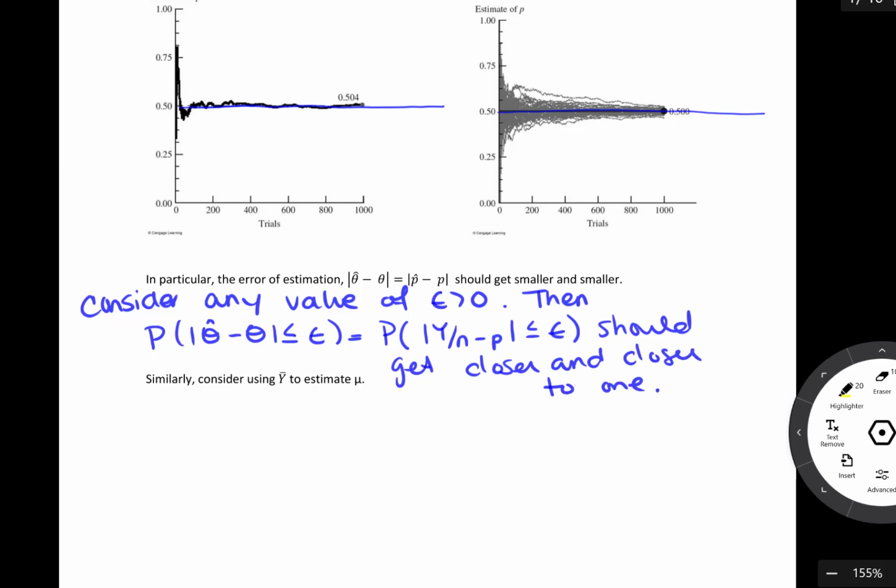So looking at this probability statement, notice that the only random piece here is the estimator. So really what we're saying here is the distance between the estimator, the random piece, and theta, which is the piece we're trying to estimate, should get closer and closer to within epsilon. In particular here, notice we have n involved, so we're saying really as n gets larger, we expect this to get closer and closer to 1.